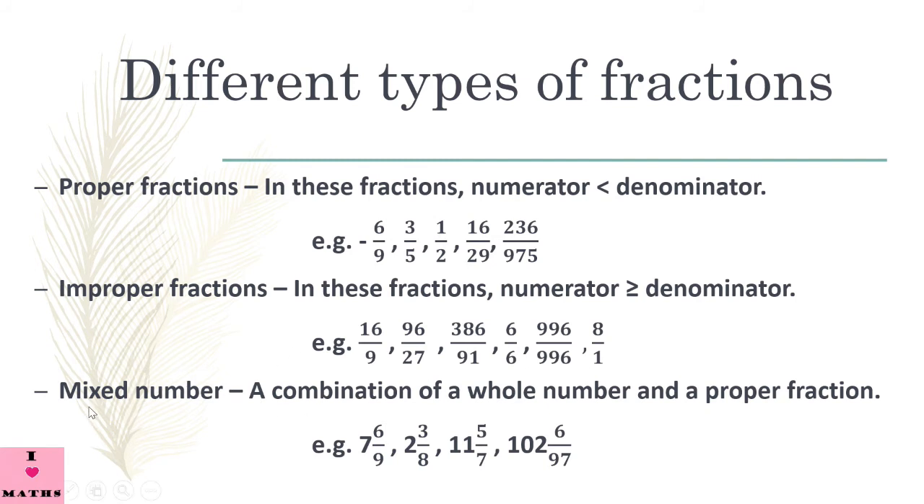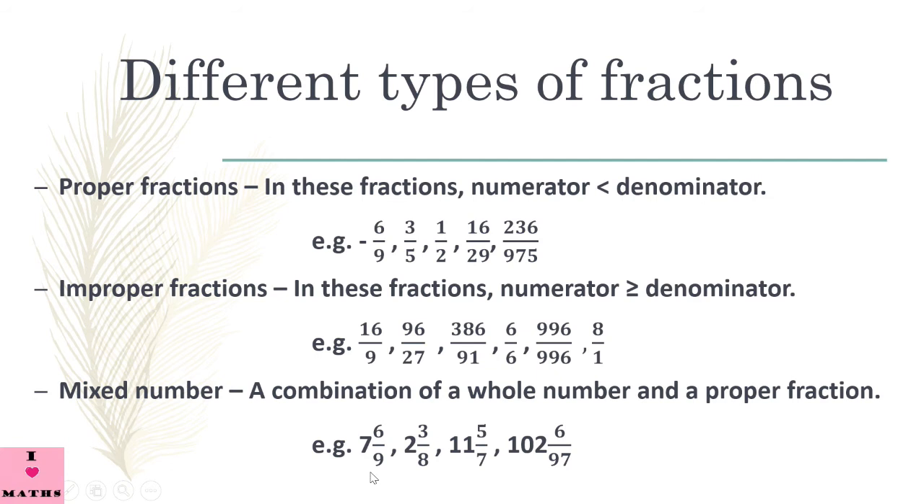Okay. Now mixed number. A combination of a whole number and a proper fraction is called a mixed number. Now children, for example, 7 whole, 6 upon 9. 2 whole, 3 upon 8. 11 whole, 5 upon 7. 102 whole, 6 upon 97. These are all mixed numbers.